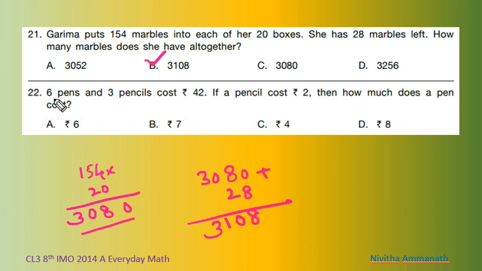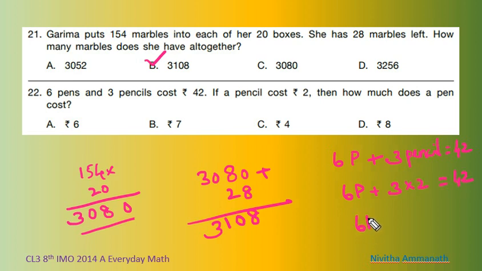Next question. 6 pens and 3 pencils cost rupees 42. If a pencil costs rupees 2, then how much does a pen cost? 6 pens plus 3 pencils equal 42. They have given that a pencil costs 2. So 6 pens plus 3 into 2 equal 42.